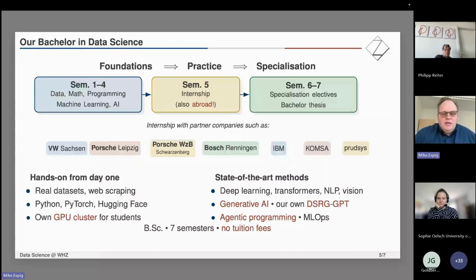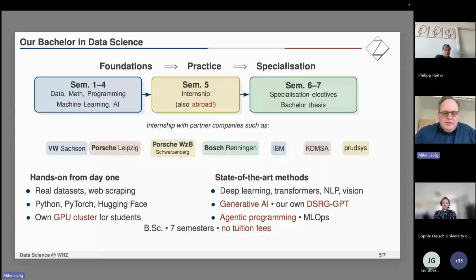The 5th semester is the practice semester. You can go into the real world. You do your internship in industry, and yes, this can also be abroad. Many of our students do their internship semester with very strong companies, for example Volkswagen Sachsen, Porsche Leipzig, Porsche Werkzeugbau in Schwarzenberg, Bosch in Renningen, IBM Germany, Cosma, and many more.